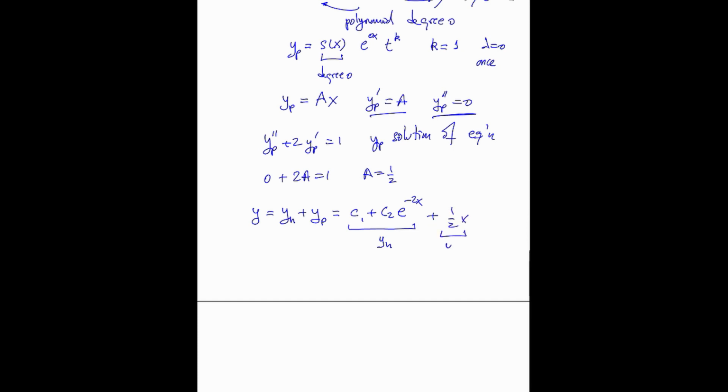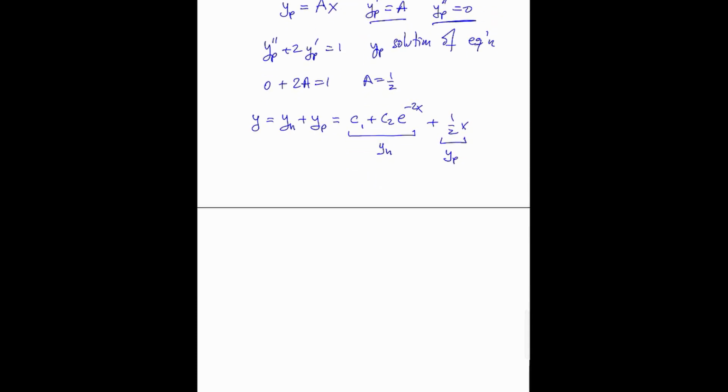This is the particular. And now we're going to use the initial conditions. The initial conditions involve a derivative, so let's compute the derivative of this. Y prime is the derivative of C1, which is 0, minus 2C2 e to the minus 2x, plus the derivative of 1/2 of x, which is 1/2.